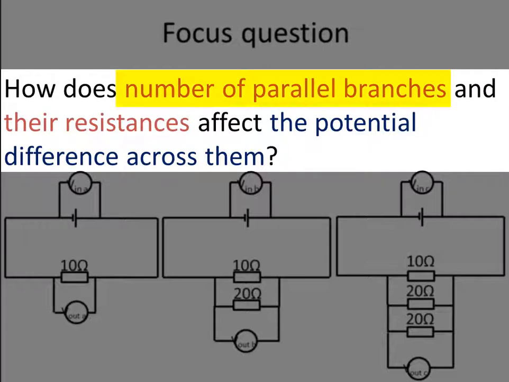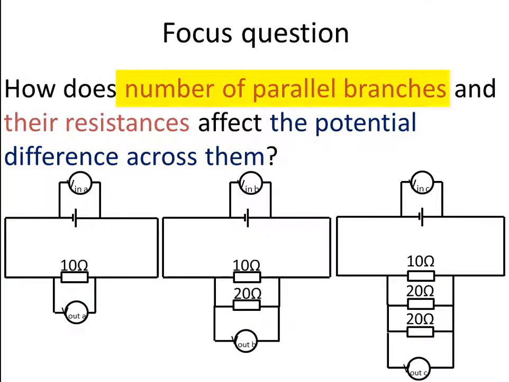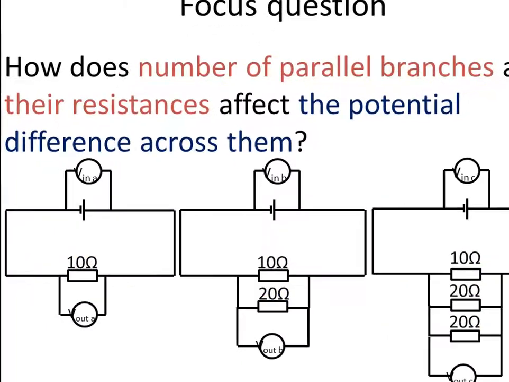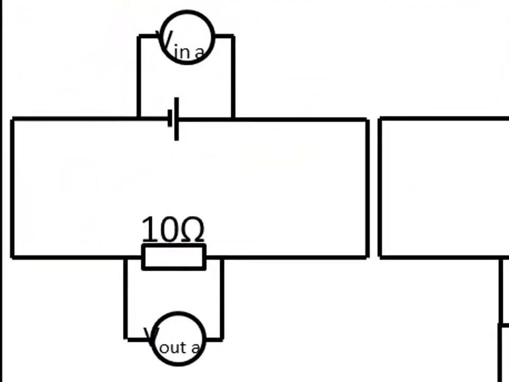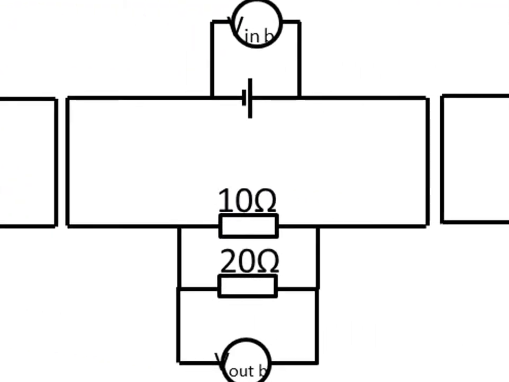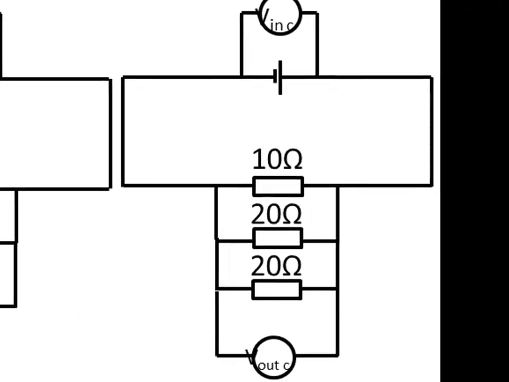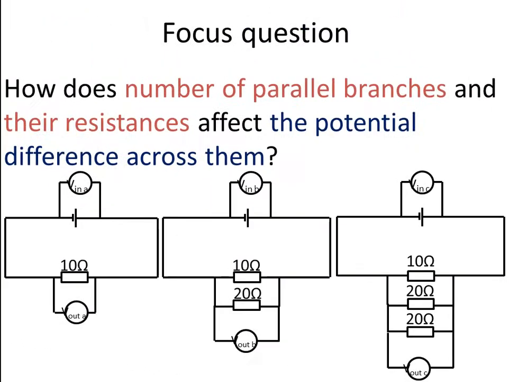How does number of parallel branches and their resistances affect the potential difference across them? So it's easy to see that number of parallel branches is one of our independent variables because our 3 circuits differ in the number of parallel branches. Here we have, well, actually no parallel branches. Here we have 2 parallel branches, here we have 3. But then each time we take a measurement, that is also, we could say, a treatment.